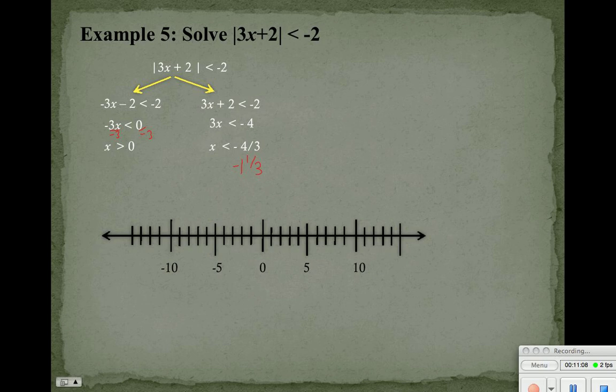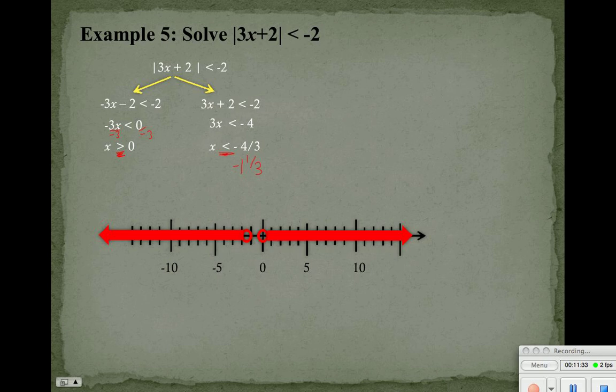Okay, let's graph it. 0 with an open circle because there's no equal sign underneath it. Negative 1 1/3 with an open circle because there's no equality sign underneath it. And now this is saying anything greater than 0, so let's shade greater than 0. And this is saying anything less than negative 4/3. Hey, that looks like our answer, right?